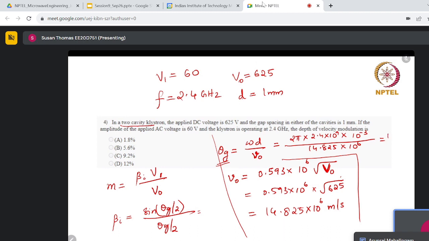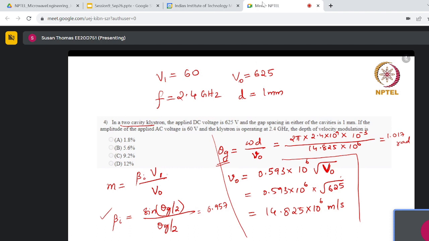Yes, that is 1.017. Now, please substitute theta g in this equation for beta I. Remember, in radian. So this answer is in radian. Yes, that will be 0.957.